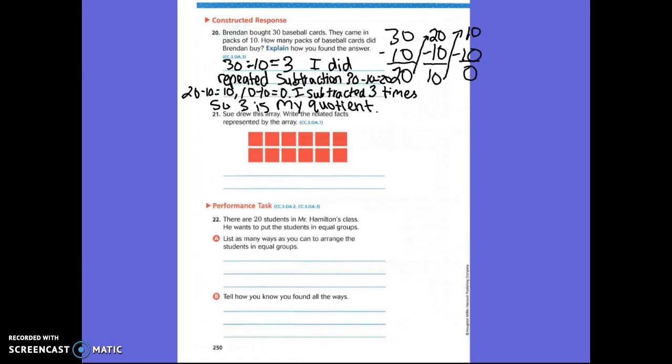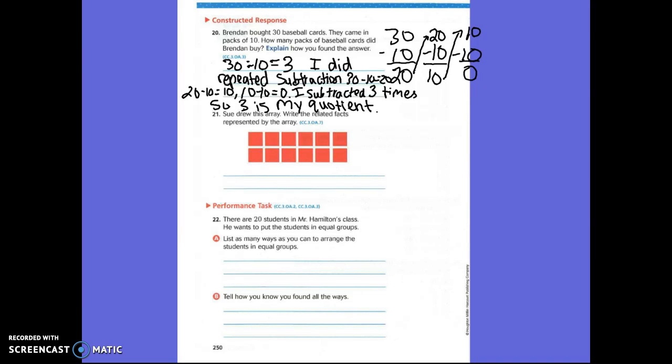Okay, number 21 said to do this array. Write the related facts represented by the array. You're writing 4 equations, 2 multiplication, 2 division ones that show what this array shows. Okay, performance task. By the way, guys, you might have to do something like this, repeated subtraction or an array like this, tomorrow on your test. You need to study these tonight. Now we have the performance task. You're probably going to have something like this too.